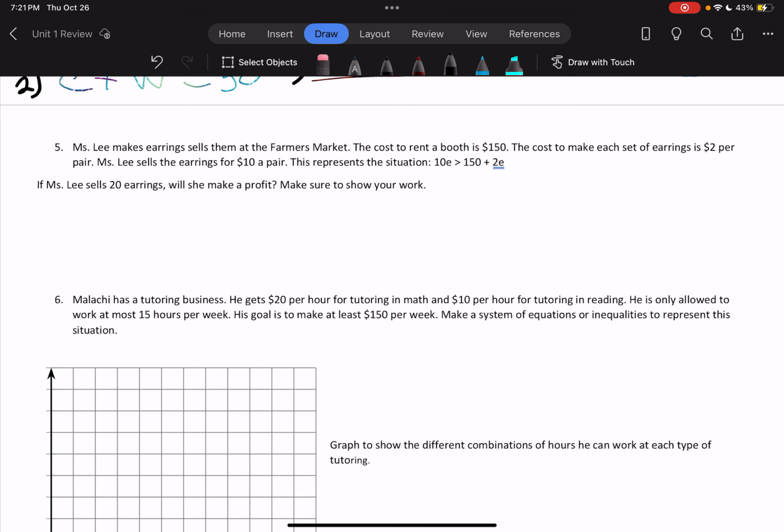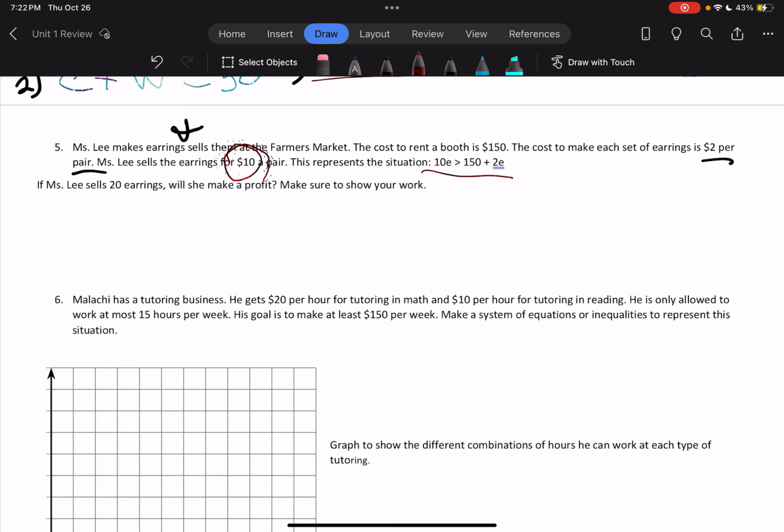Number 5, Miss Lee makes earrings and sells them at the farmer's market. The cost to rent a booth is $150. The cost to make each set of earrings is $2 per pair. She sells the earrings for $10 a pair. So they're giving you the equation here. It says this equation represents the situation. If Miss Lee sells 20 earrings, will she make a profit?